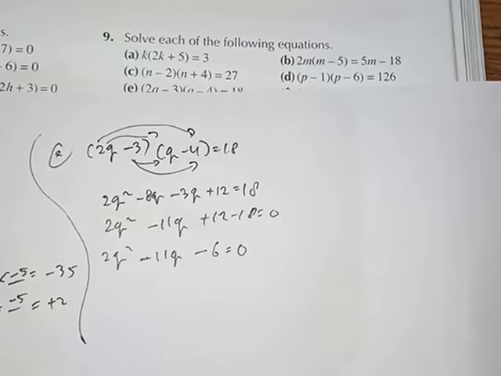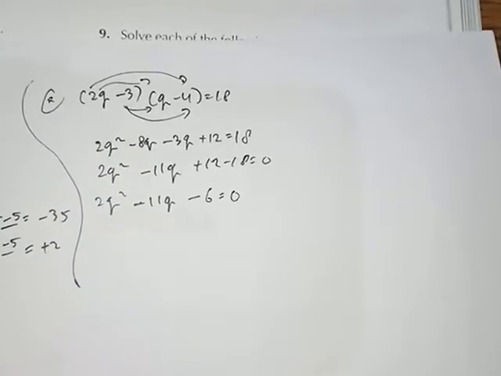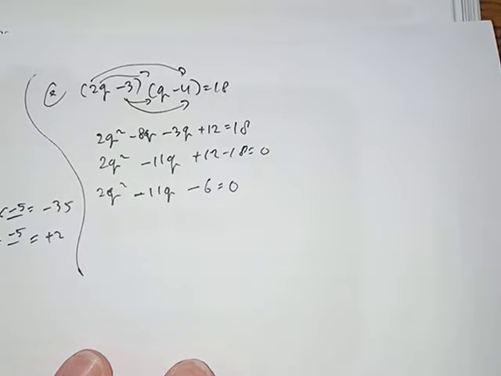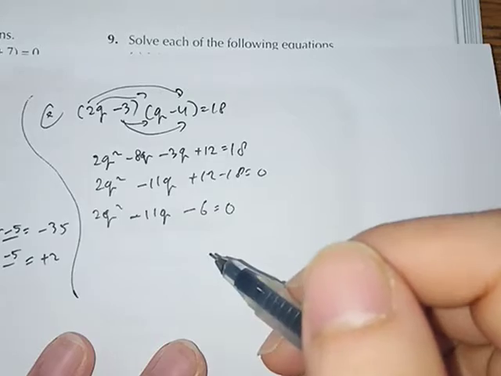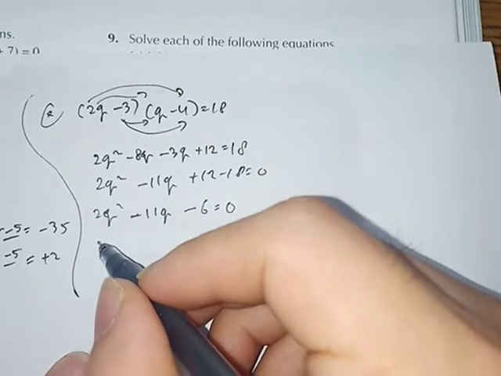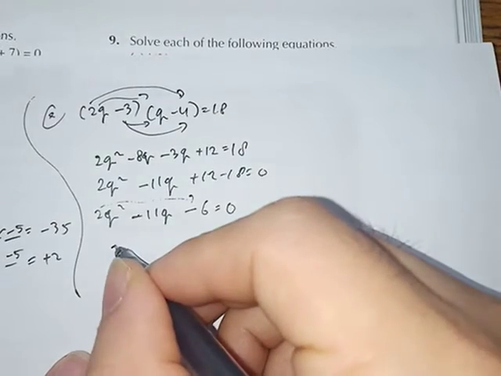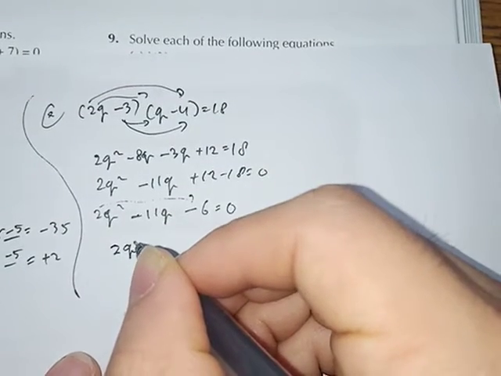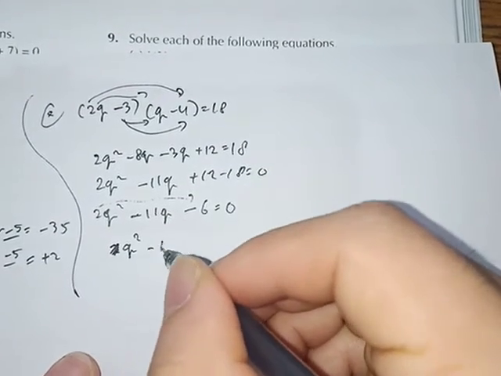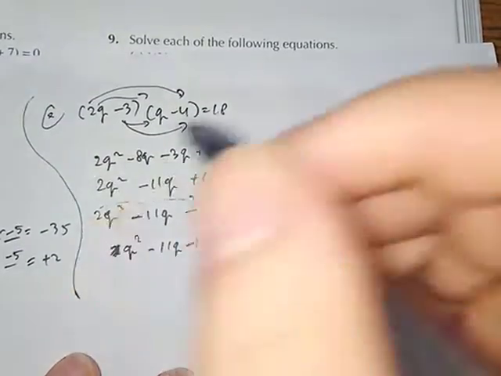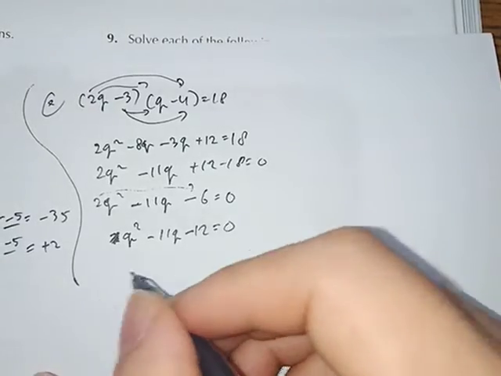Now from here, we could have a different way of solving it. Mine is I times the 2 to the back first. So 2q squared becomes q squared, minus 11q, minus 12, because 2 times negative 6, negative 12.